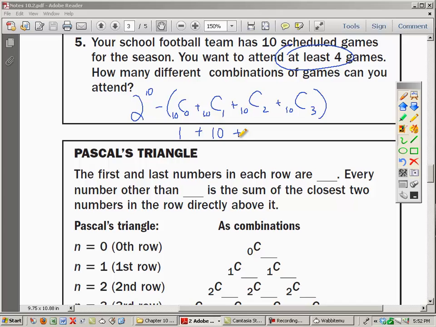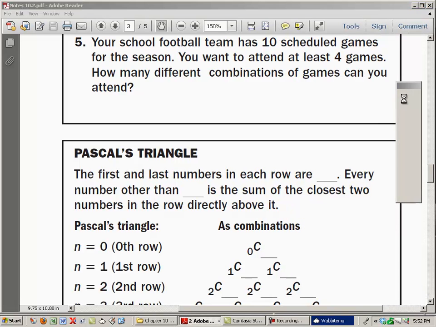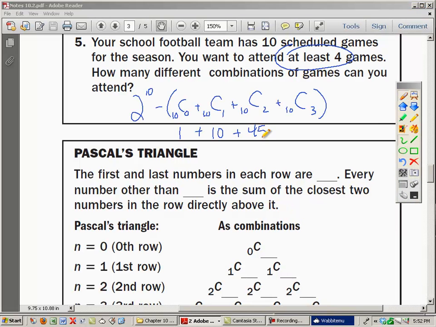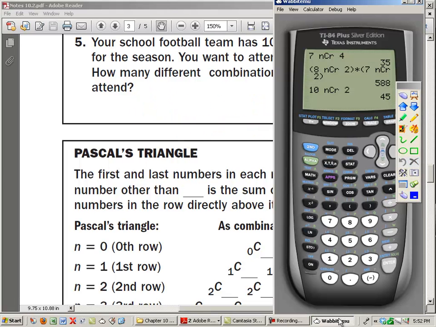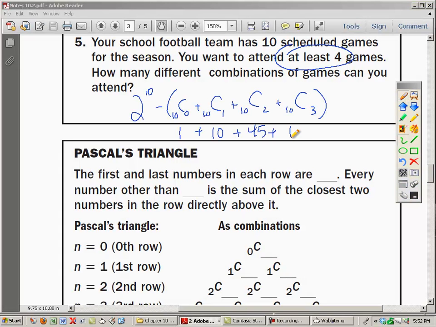Well, we're going to need our calculator again. So 10 choose 2. If I go back on here and go 10, math, go down to option nCr, I'm going to choose 2 of them. So there are 45 different ways I can choose 2. So this is 45. And then finally, to choose 3, how many different ways are there to choose 3? Well, that's 10 choose 3. And there's 120 different ways I can choose 3.